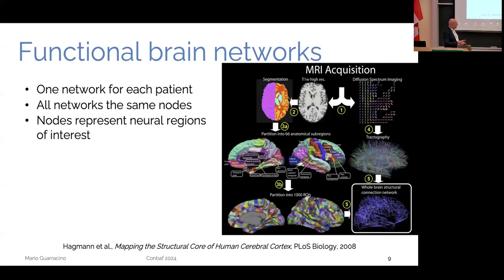The paper was published in 2008, so people were using magnetic resonance to obtain information about the signals that are produced by the brain. So what we get is a diffusion spectrum of the signals that are emitted by the brain.